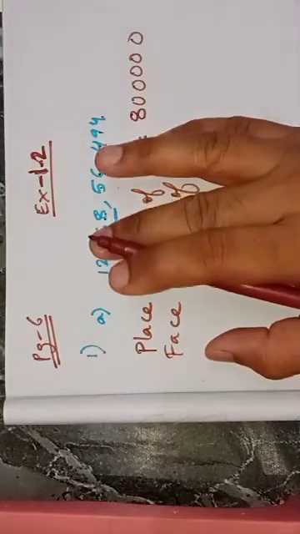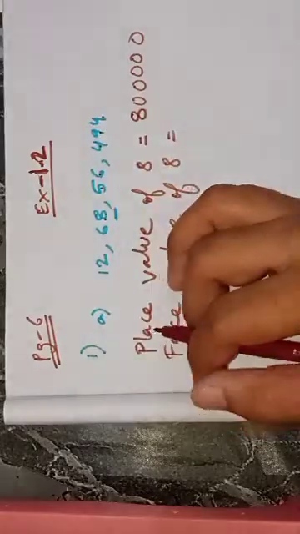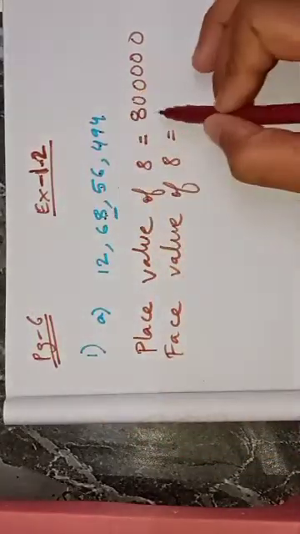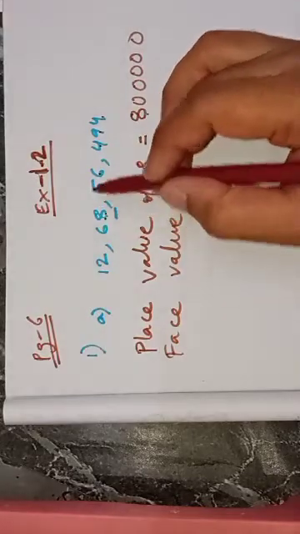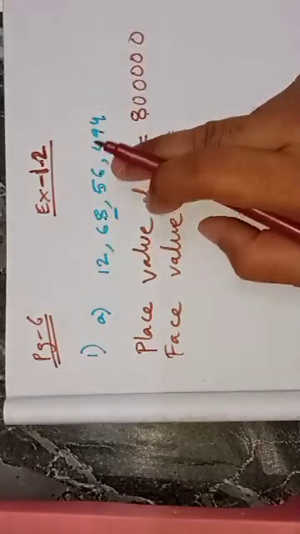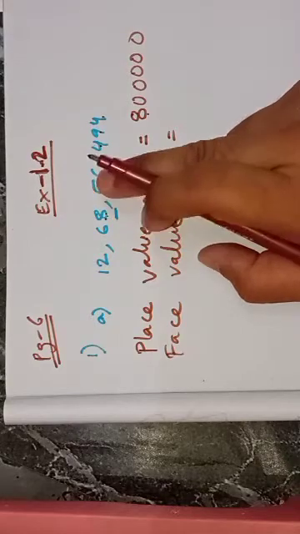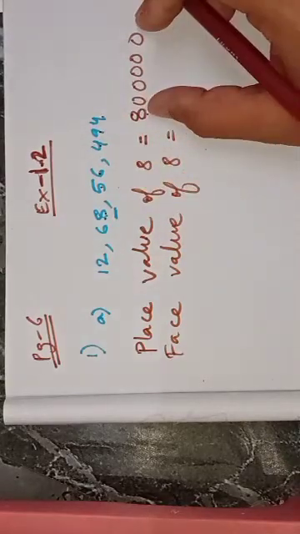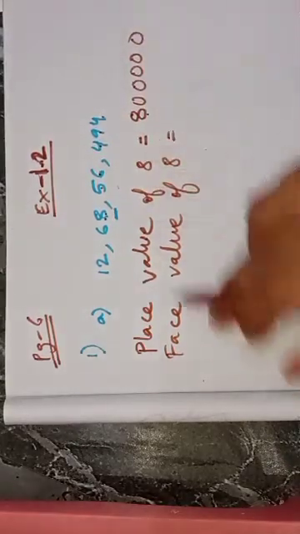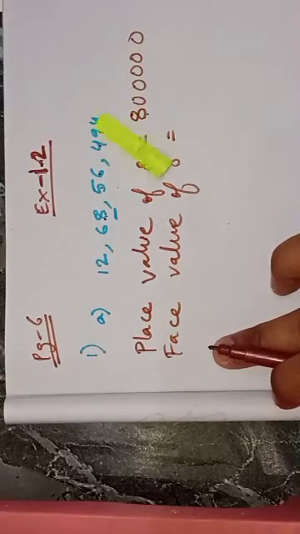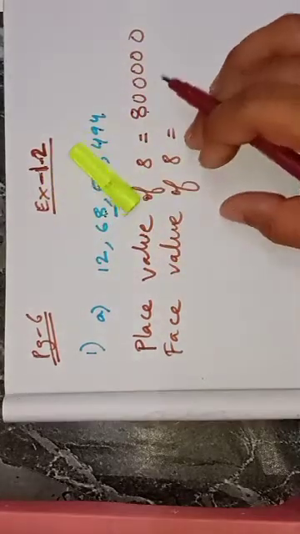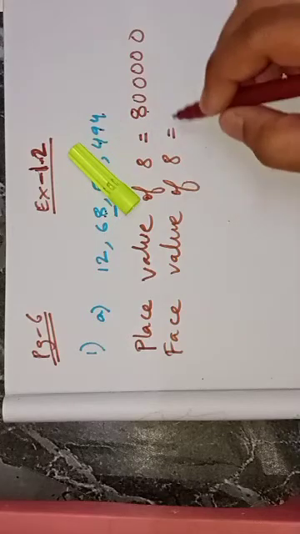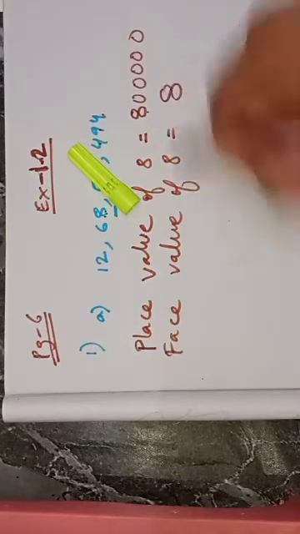If you don't know how many zeros are there in a particular place value, the simplest way is to just copy that digit and count the number of digits after that. So how many digits are there after the underlined digit? 1, 2, 3, 4, 5. So I will write 5 zeros. It's very easy. Now coming to the face value of 8. I told you that face value of 8 is the shape of 8. The shape of 8 is 8 itself. So the face value of 8 is 8.